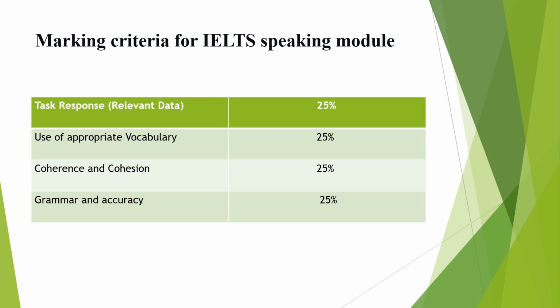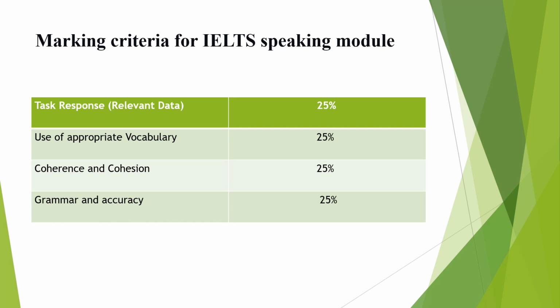Marking criteria for the IELTS speaking module. So these are a few rubrics according to which you will be marked for the speaking module. Number 1 is the task response, which means relevant data. If you are providing the relevant information which has been asked from you in the question, you will be marked accordingly. And it consists of 25%.